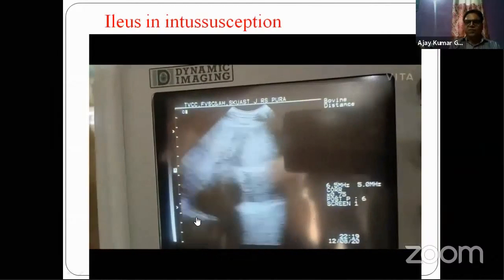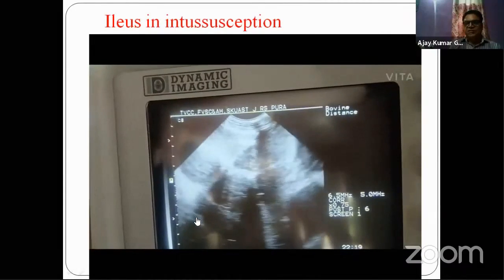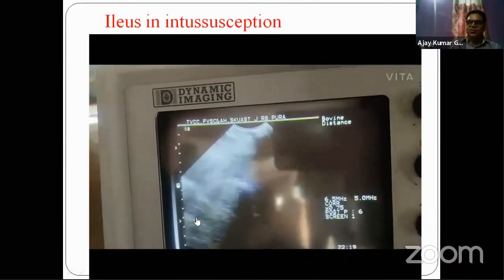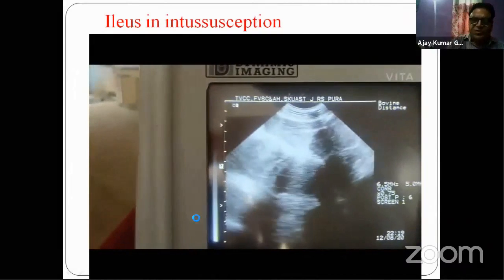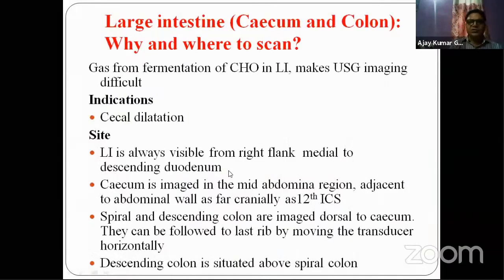And wherever you scan, it may be the 12th intercostal space, 11th, 10th, 9th intercostal space, you will find this type of picture in case of obstruction or intussusception or ileus involving the ileum or jejunum. However, if there is ileus of the duodenum, you will find only a few loops, and they will be close to the costal arch in the 10th, 11th or 12th intercostal space.